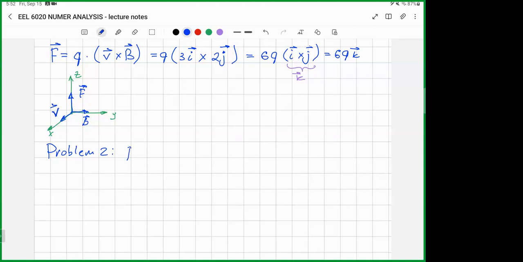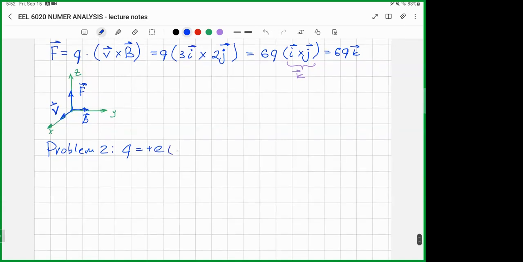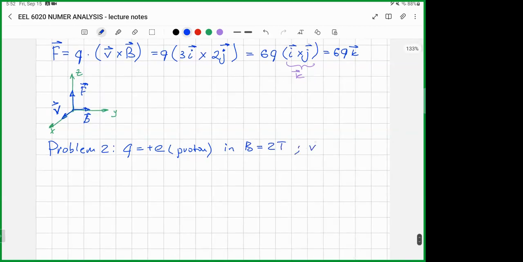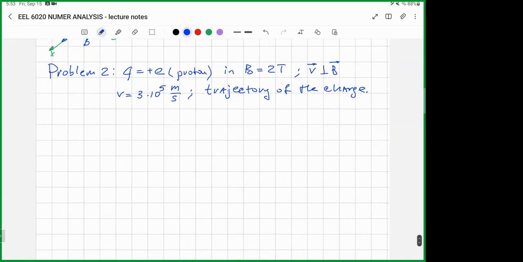So let's consider a positive charge Q equal to plus E, like a proton, right? Proton. In a magnetic field of 2 Tesla, 2T, okay, the charge is immersed in this field with a velocity orthogonal to the direction of the magnetic field. The velocity of this charge by amplitude is equal to 3 × 10⁵ meters per second, okay? And the task is to find the trajectory of the charge.